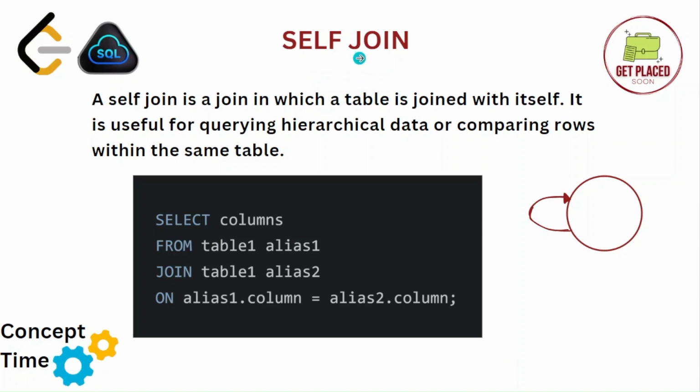If you want proper clarity, make sure you watch the previous episodes in which I have clearly explained all the joins. Now we will join these two aliases using the condition: alias 1 dot column is equal to alias 2 dot column, basically the same column from that table.